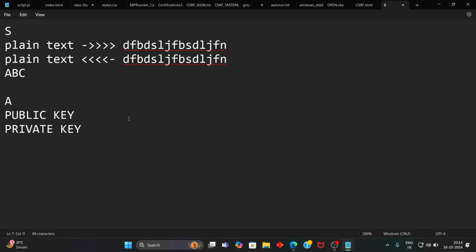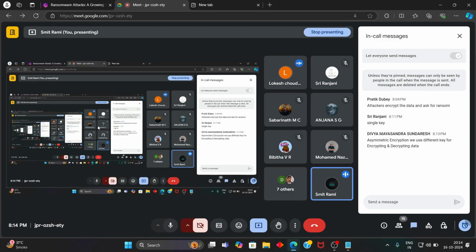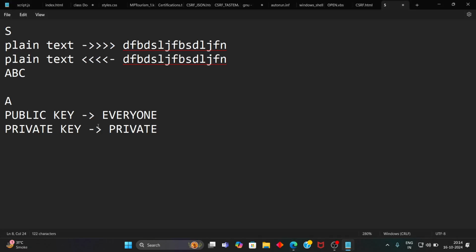Let's understand a bit about public and private keys. Public key is accessible for everyone because it is public, as the name itself suggests, and the private key is privately accessible. Anyone else cannot access the private key directly unless we steal it. In asymmetric encryption, these are two different keys. If the data is encrypted using the public key, then it must be decrypted using the private key. And if the data is encrypted by the private key, then it must be decrypted by the public key.